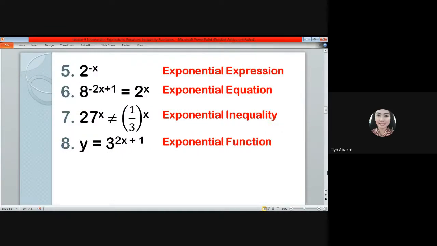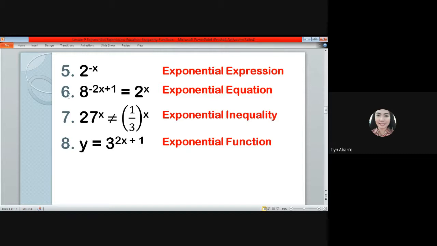Okay, number 5, 2 raised to negative x. Our base here is 2, which is greater than 0 but not 1. And we also have the variable x in the exponent, regardless of whether it is positive or negative, as long as it has a variable in the exponent. That is already an exponential expression. This is an expression only because we have no function notation, there is no equal sign, and there are no inequality symbols written in here. It is just an exponential expression.